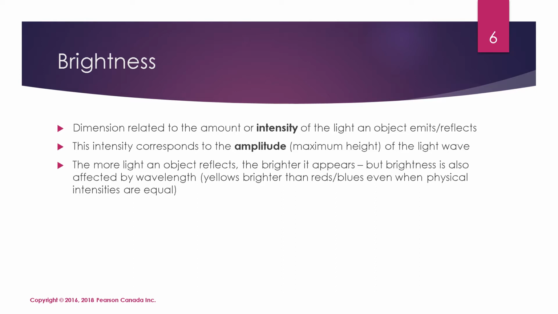So when we're talking about how bright something is, we're looking at the maximum height, the height of a wave from its peak, which is the highest point, to the trough, which is the lowest point. That is what gives us that measure of intensity or brightness.